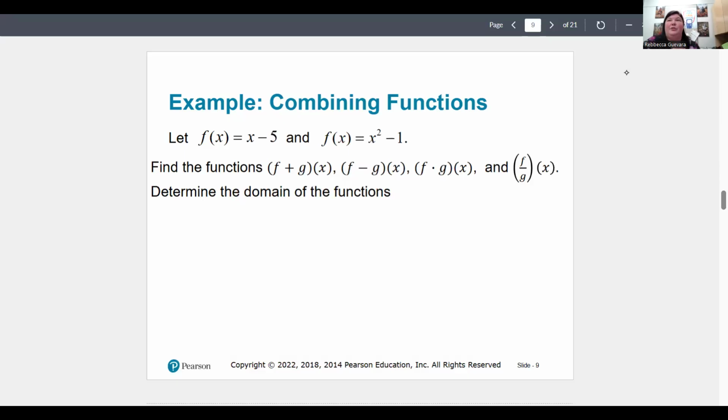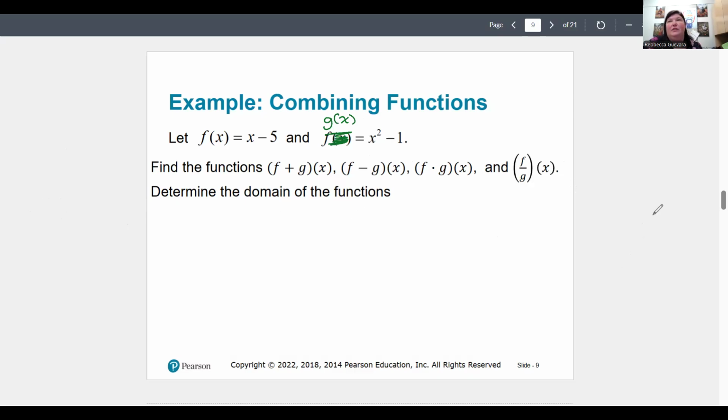So if we're going to find two functions here, we're going to have the functions f of x is x minus 5. And that was a typo. That was supposed to be g of x. And g of x is x squared minus 1. We want to find f plus g of x, f minus g of x, f times g of x, and f divided by g of x, and then determine the domain.